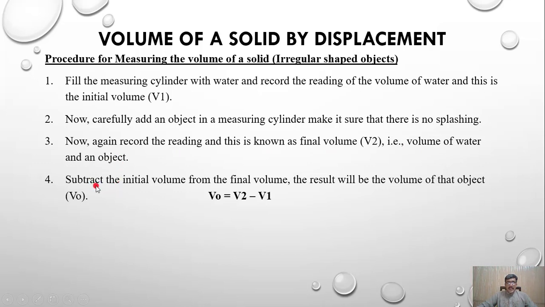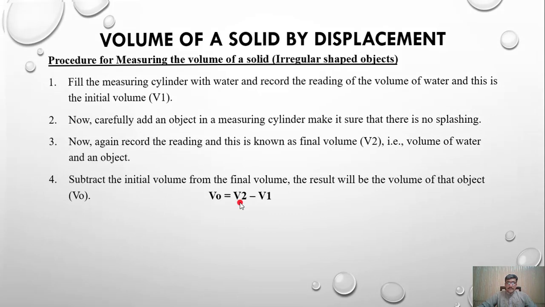That means the volume of water plus the volume of the object. So in the last, after recording this reading, subtract the initial volume from the final volume. The result will be the volume of that object, and I will call that volume of object VO. So VO is equal to V2 minus V1. V1 is the initial volume, V2 is the final volume, that is the volume of water and the object.